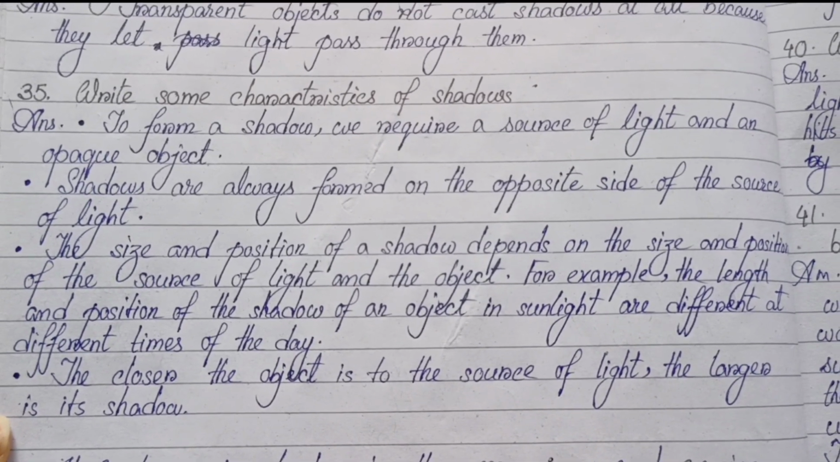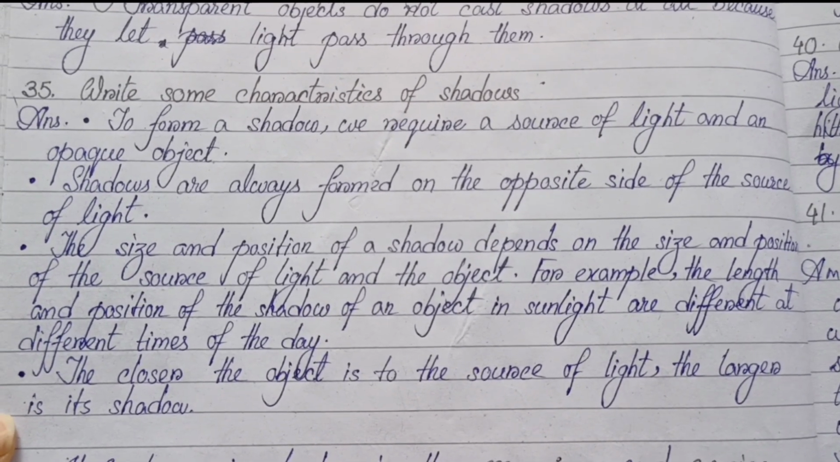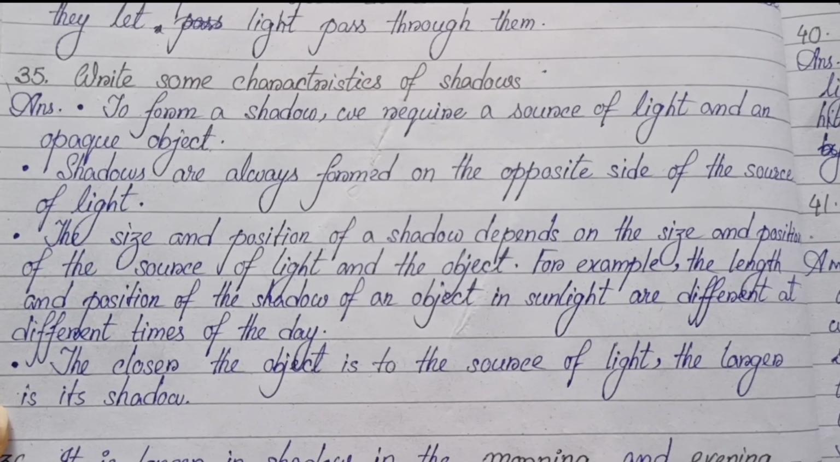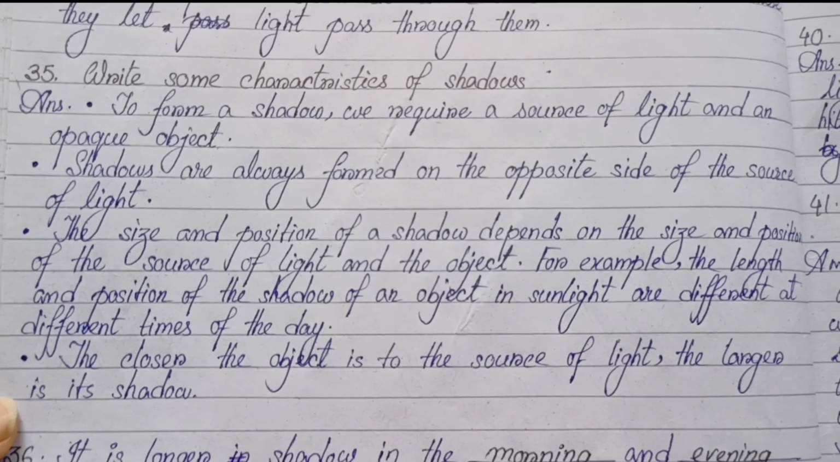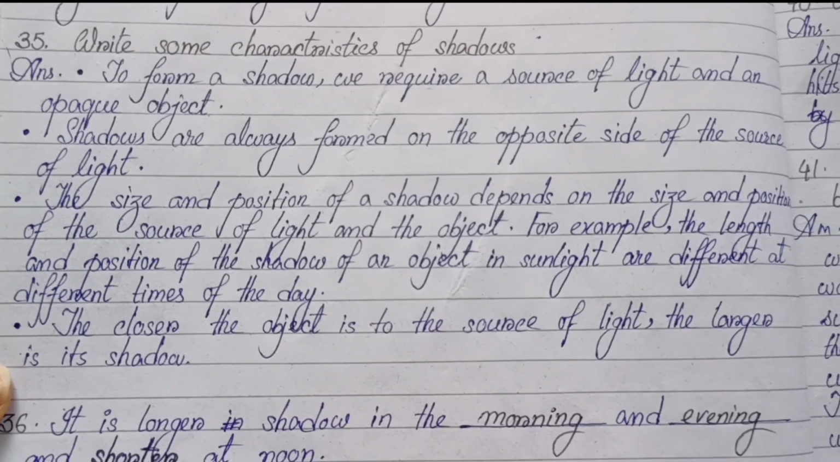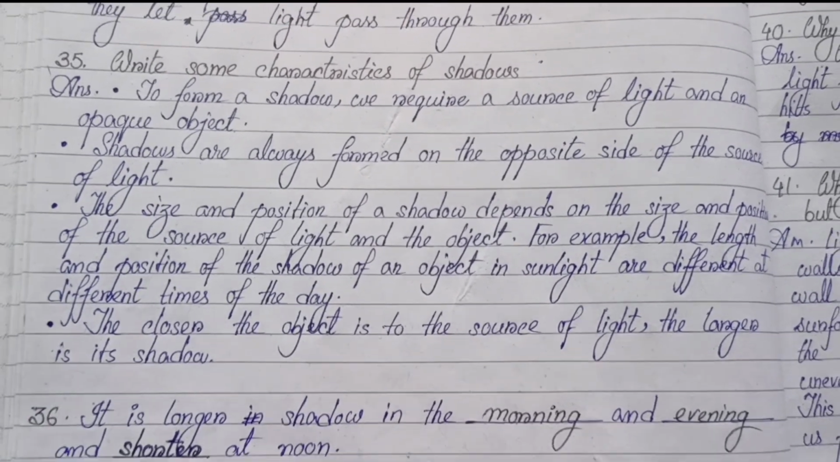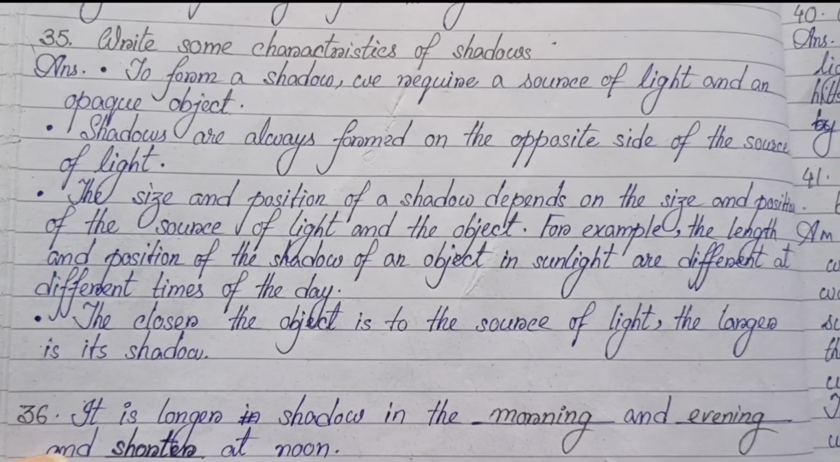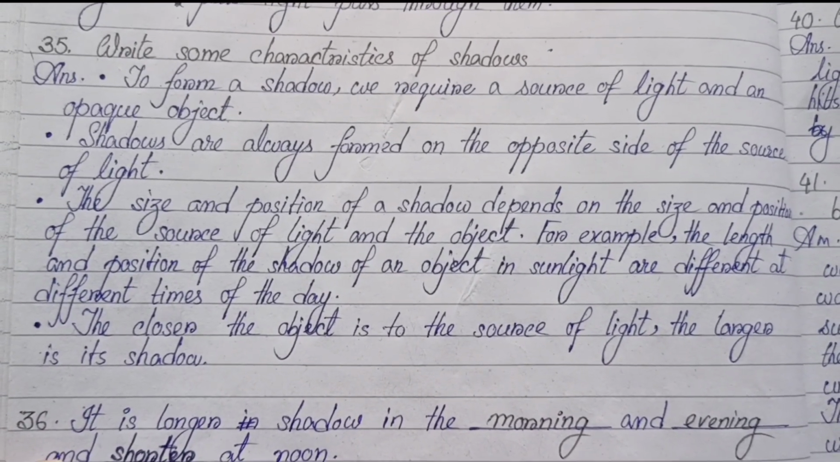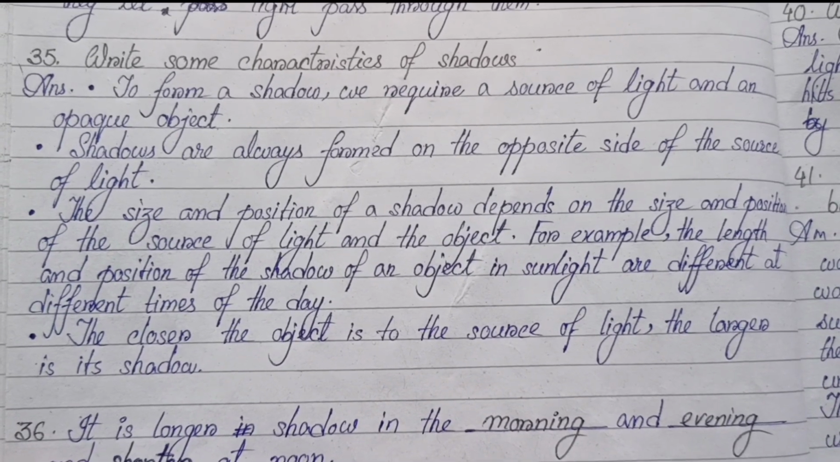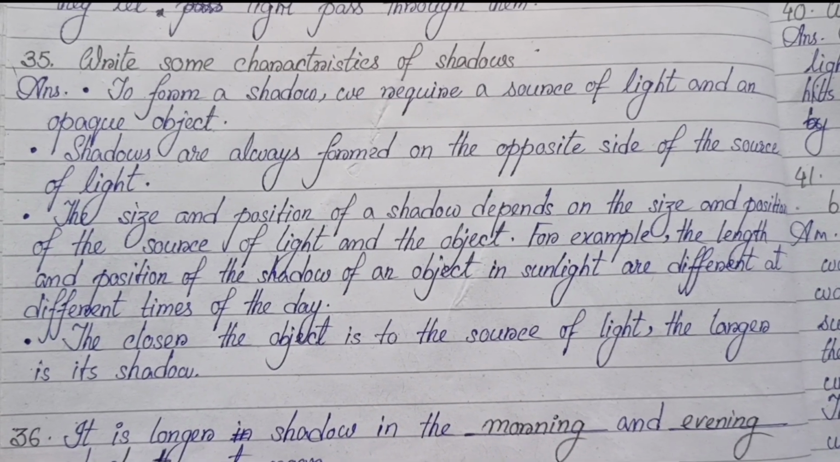To form a shadow, we require a source of light and an opaque object. Shadows are always formed on the opposite side of the source of light. The size and position of the shadow depends on the size and position of the source of light and the object. For example, the length and position of the shadow of an object in sunlight changes at different times of the day. The closer the object is to the source of light, the larger is its shadow.